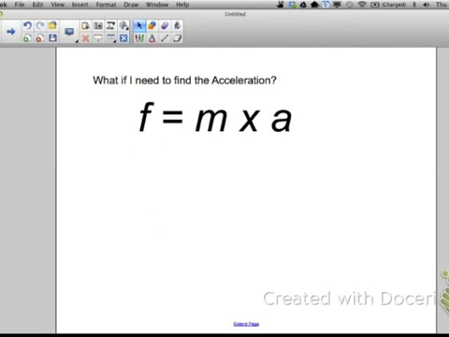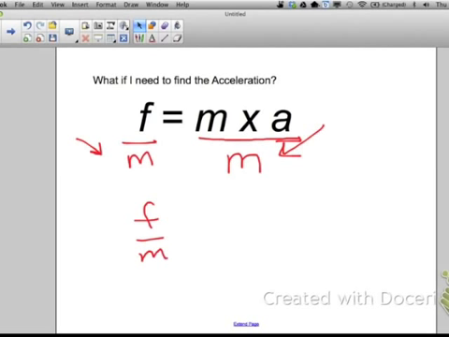Next, if I'm trying to find the acceleration, I need to get A by itself. The way I do that is I need to divide by M. And as we know, when M and A are in the same multiplication problem, the order doesn't matter. That's one of our properties of multiplication. So I'm just going to divide by M, and if I divide by M over here, I must do it on this side as well. This leaves me F divided by M equals A, because the M's cancel out.